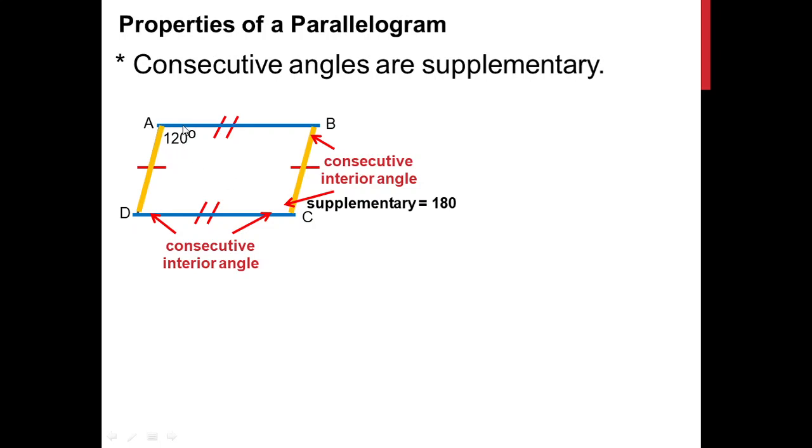So if I have here my angle A equal to 120 degrees, angle B should be 180 minus 120. They should equate to 180. Therefore, angle B should be 60 degrees because A and B are supplementary angles. And if B and C are supplementary angles, therefore angle C must be 120 degrees. And if angle C and angle D are supplementary angles, then angle D should also be 60 degrees.